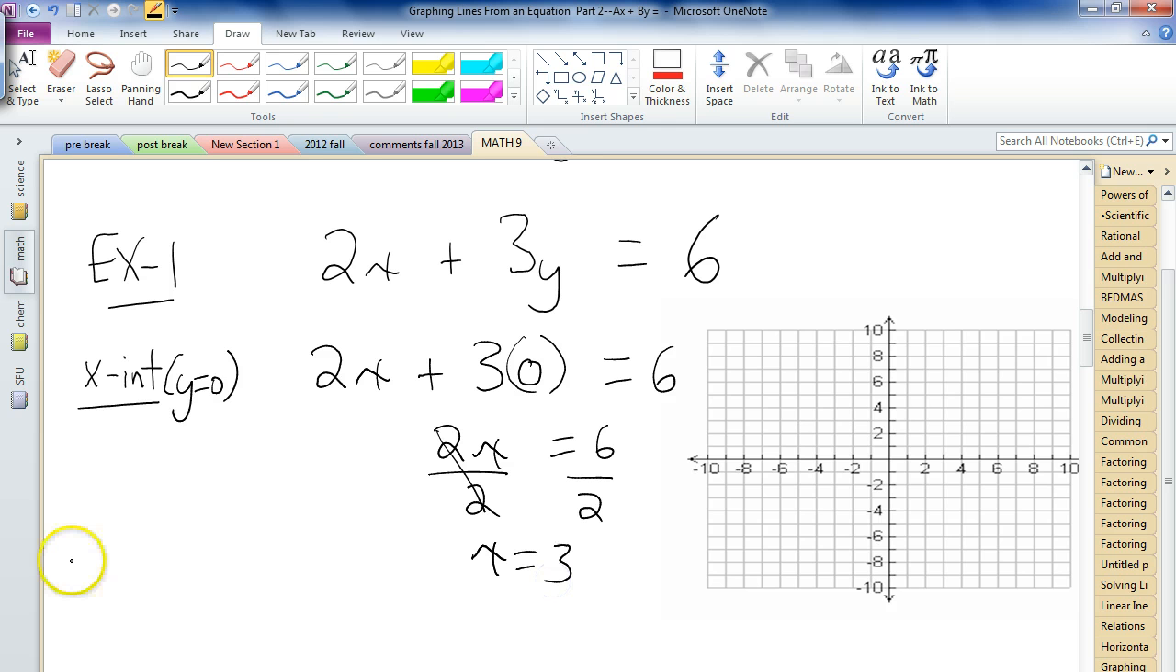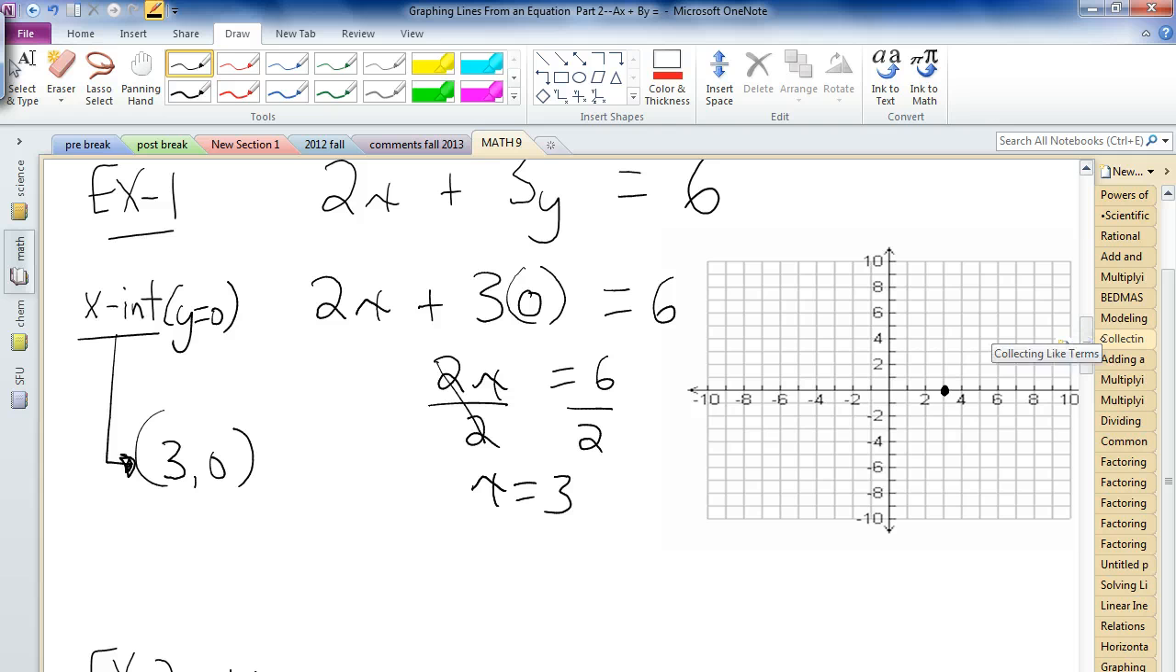So we just figured out, when y is 0, x is 3. And that gives us a point on the graph where x is 3, remember the x's go first, x is 3, y is 0. That is your x-intercept. So we know that's 1 point on the graph, 3, 0. 3 on the x, 0 on the y. So that's our x-intercept.